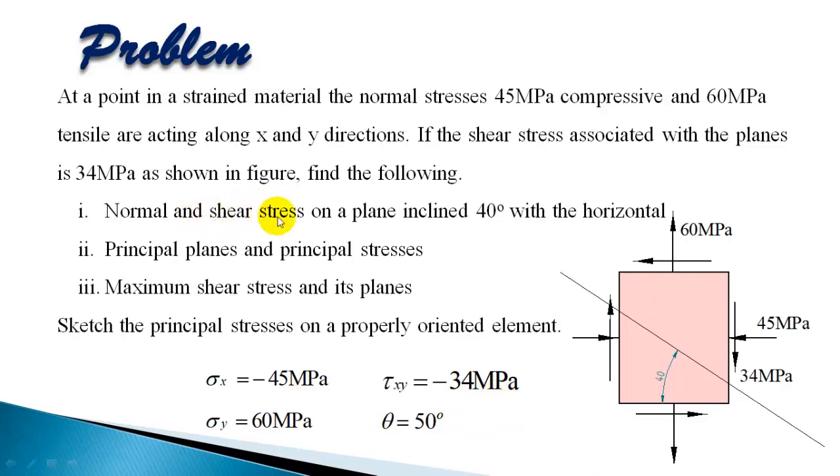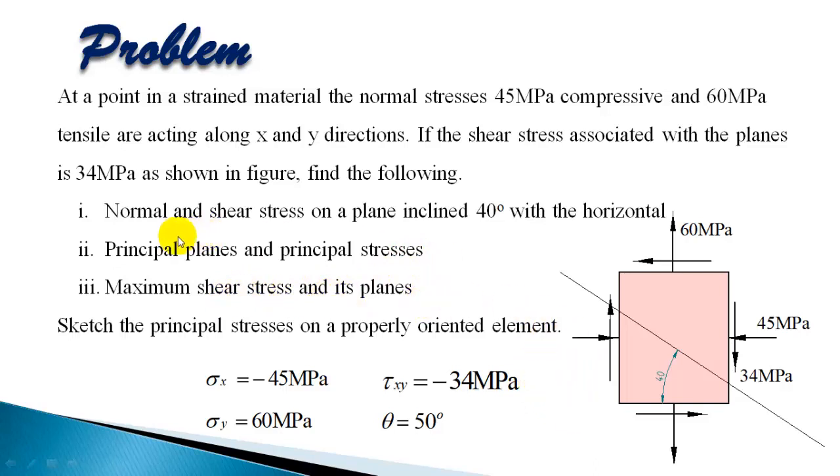You have to find out the normal and shear stress on a plane inclined 40 degree with the horizontal. So the plane is shown here 40 degree with the horizontal. So this plane inclination from the vertical is 50 degree, 90 minus 40, so that gives 50 degree. That is the inclination of the plane from the vertical. So theta is 50 degree. And next you have to find out the principal planes and principal stresses and maximum shear stress and its planes.